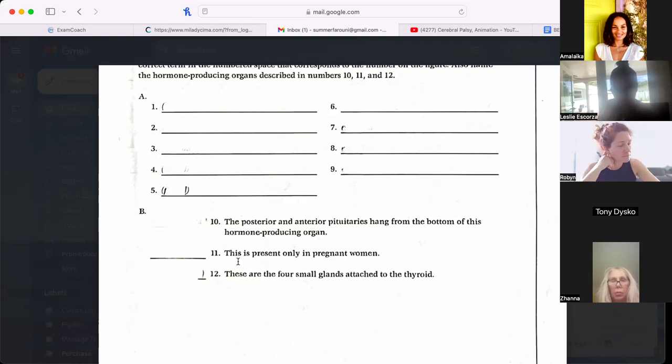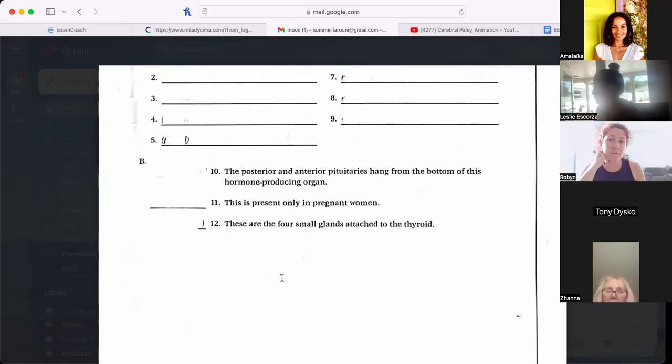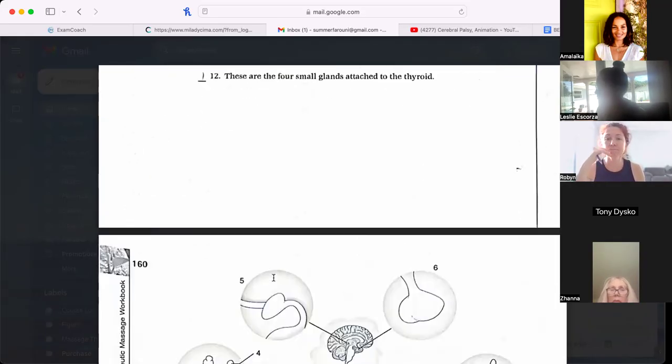Okay, 11. This is present only in pregnant women. So from the list of the glands, there is one gland that is just in pregnant women. Placenta. Correct. Now, what are the 4 glands behind the thyroid? Parathyroid. Correct.